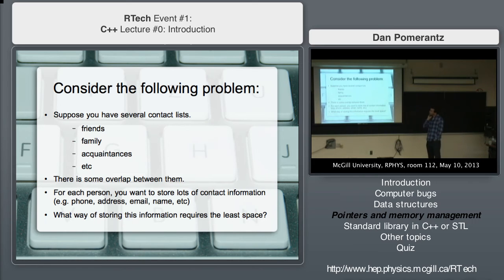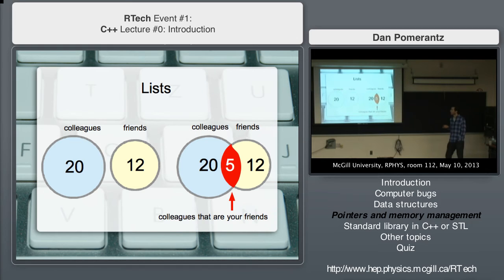Now, for every single person, you want to store lots of contact information about that person. You want to store things like phone, address, email, name, and let's say that this amount of data takes up very large space. It takes up 100 megabytes inside of memory. So what would be a way to store this data that would require the least amount of space possible?